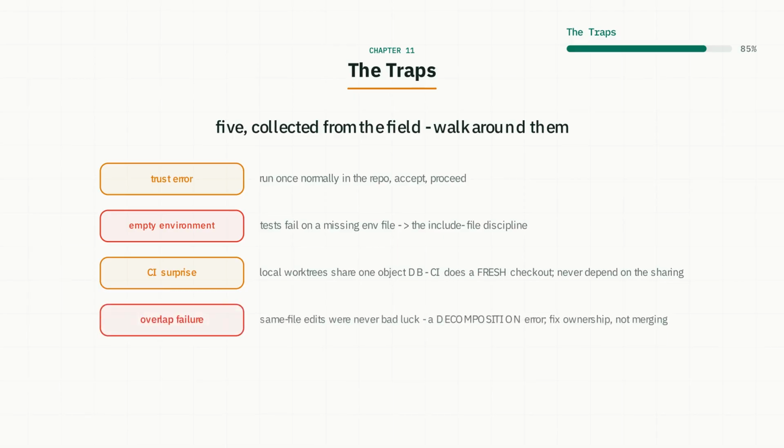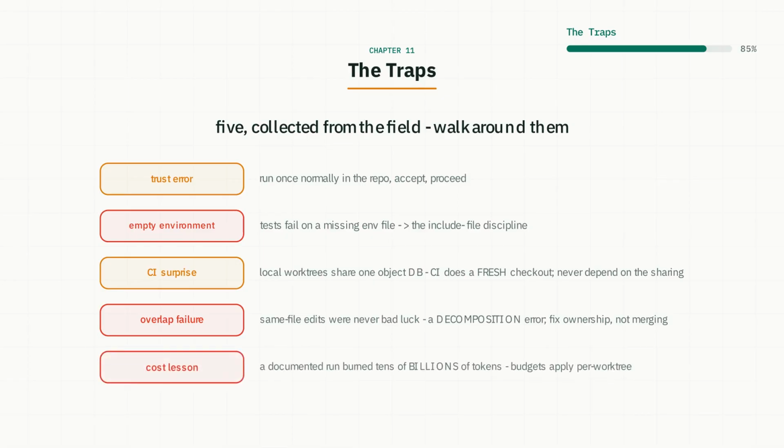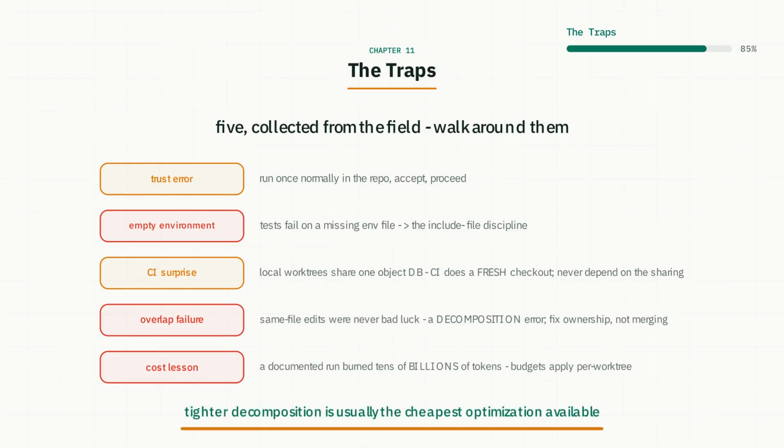The overlap failure: 2 agents editing the same file was never bad luck, it's a decomposition error, and the fix is ownership boundaries, not better merging. And the cost lesson from a documented large-scale run that burned through tens of billions of tokens. Parallel agents multiply spending exactly as fast as they multiply work, so the budget ceilings from the harness video apply per worktree, and tighter decomposition is usually the cheapest optimization available.